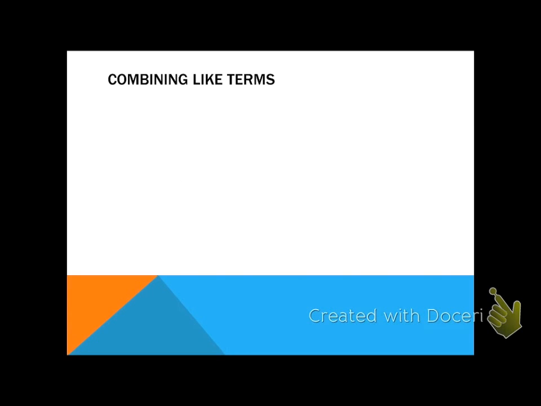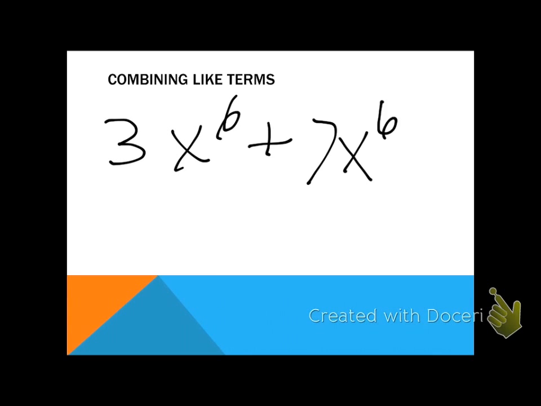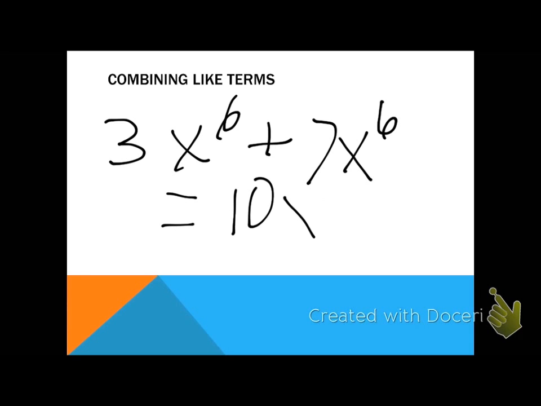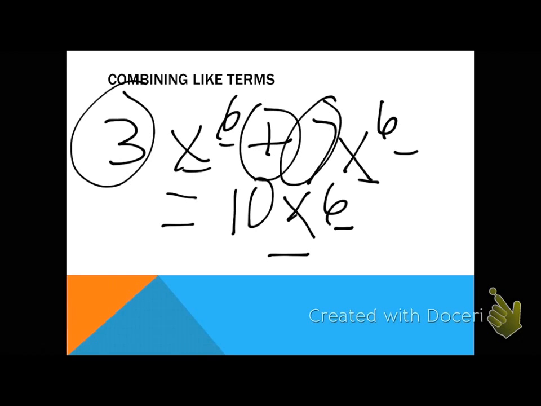When combining like terms, which is adding or subtracting, with like bases and exponents, add or subtract the coefficients. So we got 3x^6 plus 7x^6, that would equal 10x^6 because the base and the exponents are all the same. We just add the coefficients.